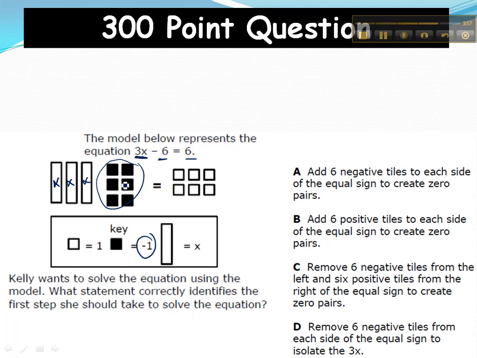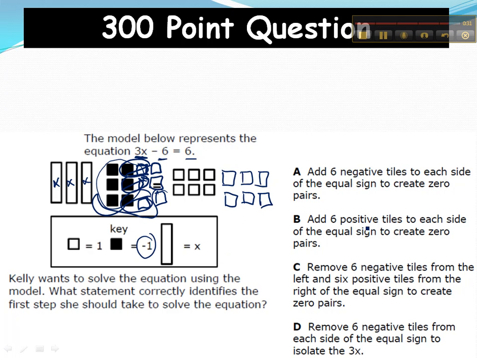Well, we'd like to get rid of these 6 negative chips, but we can't simply take them off each side because we don't have any negatives on the right side. So the way to get rid of them is add 6 positive chips, because then they pair up, make 0 pairs, and each one of those pairs equals 0, and we get rid of them that way. And we can do that as long as we add 6 positives to the right side also. So we're looking for the answer choice that tells us to add 6 positive chips to both sides.